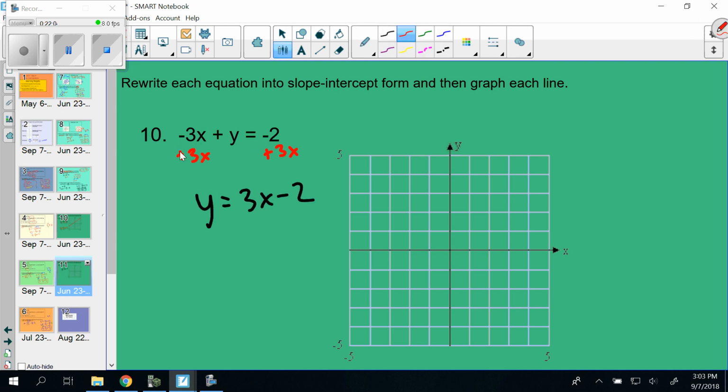Okay, looks like you want to start with negative 2 on the y-axis. Now use your slope. Since this slope is a whole number, let's put it over 1, so that our rise is 3, our run is 1, and just keep repeating that, or do the opposite. Connect, and you've got your line. All right, you try the practice one.